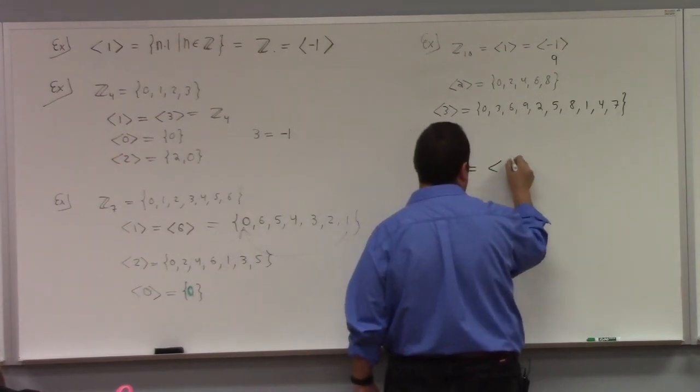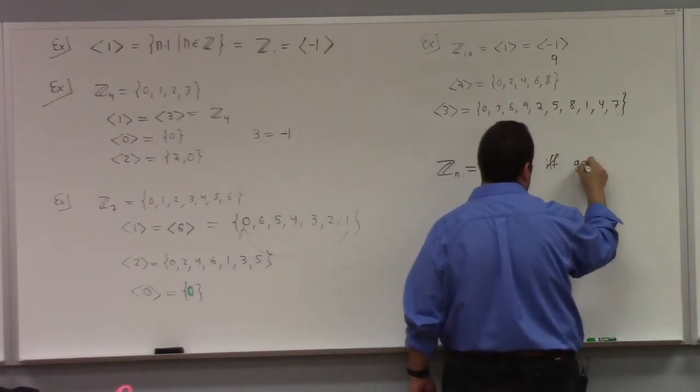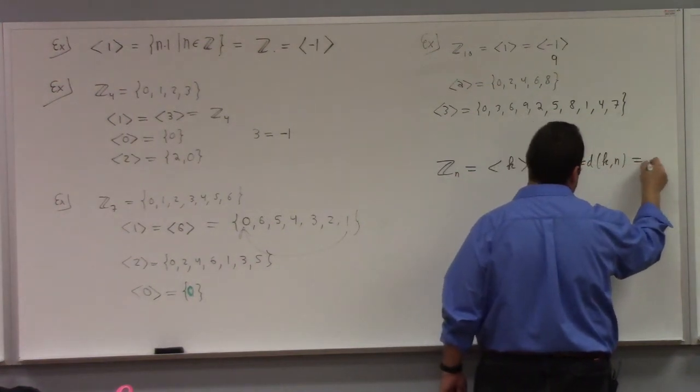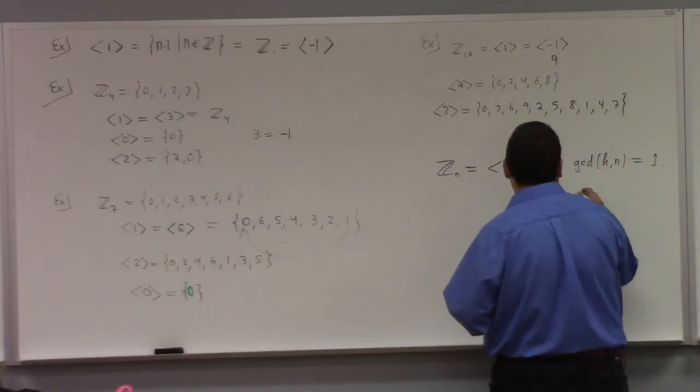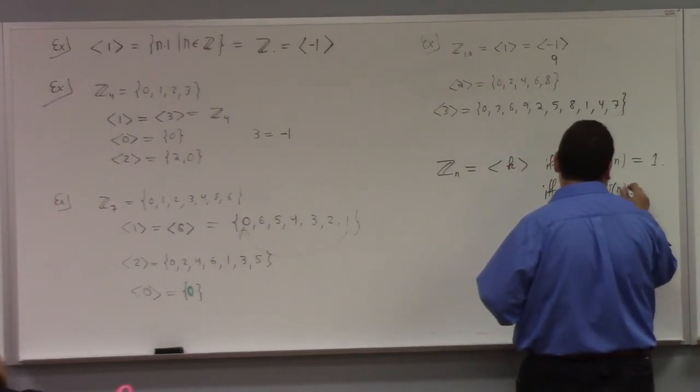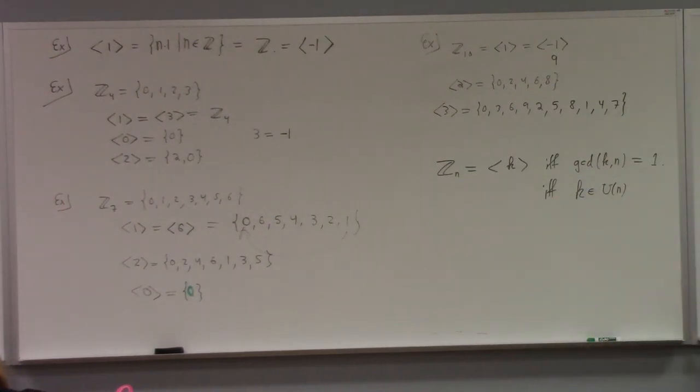Zn is generated by k if and only if the greatest common divisor of k and n is equal to 1. In other words, what are the generators of Zn? What are these such k? They're in a certain multiplicative group, yeah? In other words, if and only if k is an element of Un. So any unit of Zn will generate Zn.